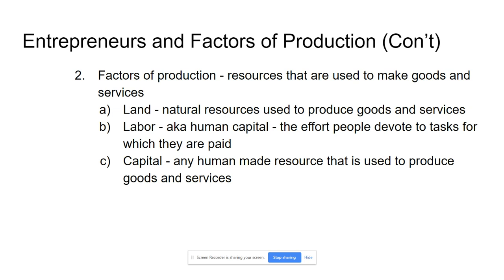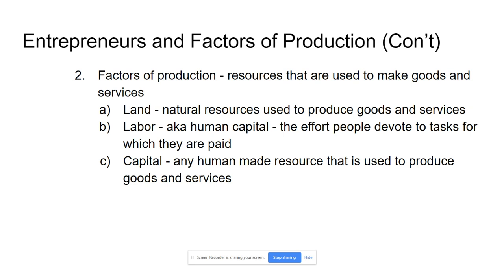But it doesn't have to be farmland. It can be, if there's a vacant lot in a town that somebody buys to build a factory, right, or some kind of place of business, that is also considered land, right? Pretty obvious, right? Labor, and this is where we get into human capital.